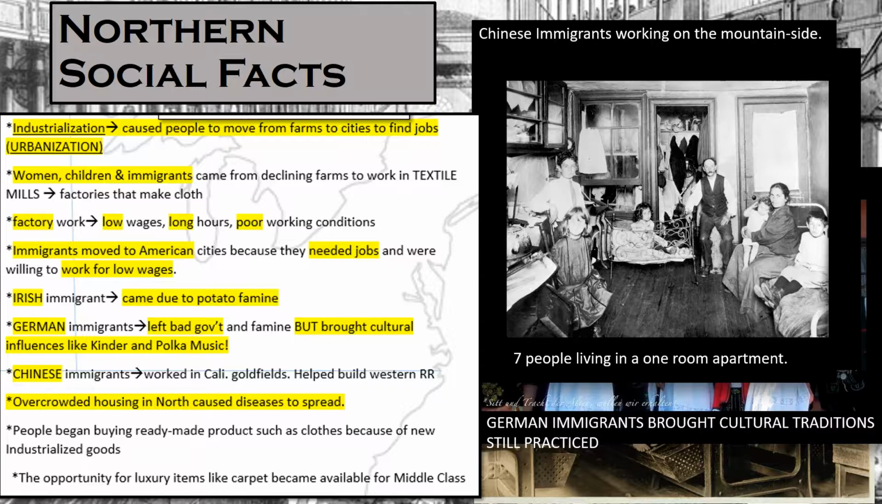It's much cheaper. And also other luxury items like carpet became available for the middle class. Middle class means you're not rich, but you're not poor. You're still making ends meet, barely. But you don't skip a meal. So write everything you see and move on when you're done.